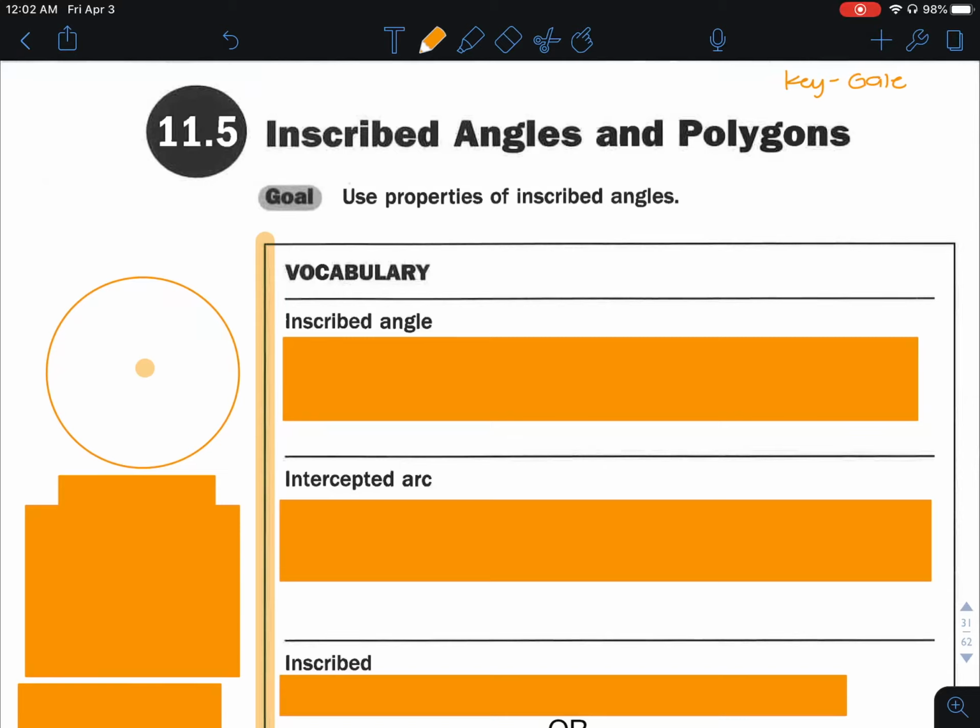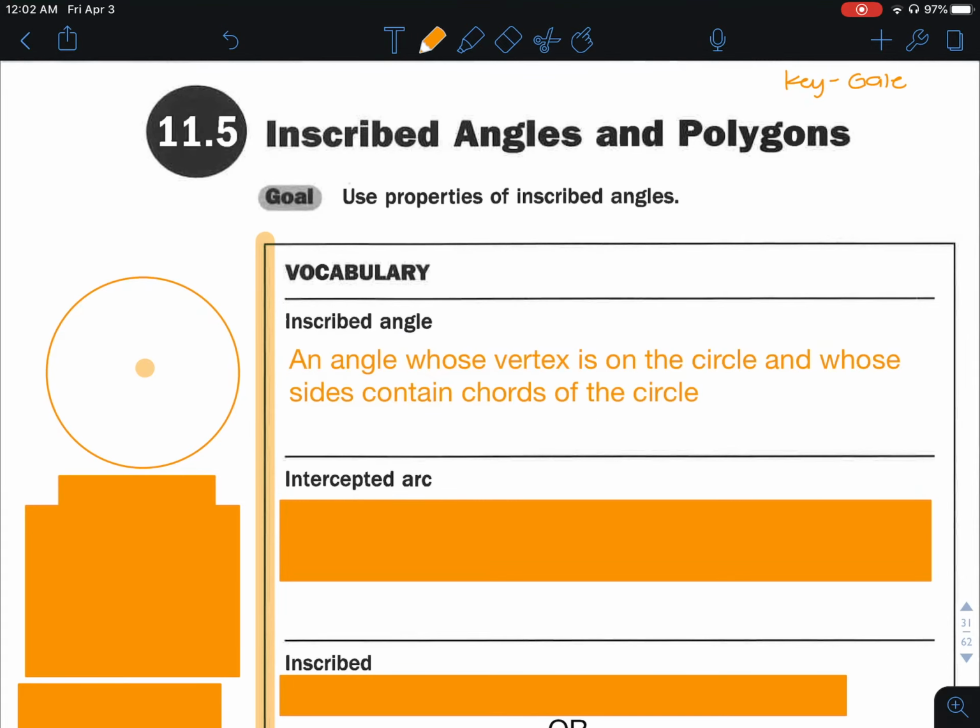Right, so earlier in chapter 11, we talked about parts of a circle, tangents, chords, secants, and then we talked about some arcs, chords with that, and so on. Today, let's talk about 11.5, inscribed angles and polygons. So let's talk about an inscribed angle. We're going to start with some definitions.